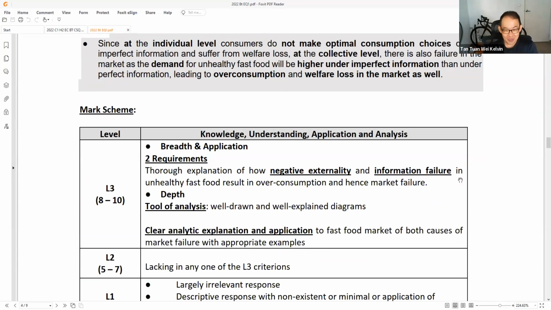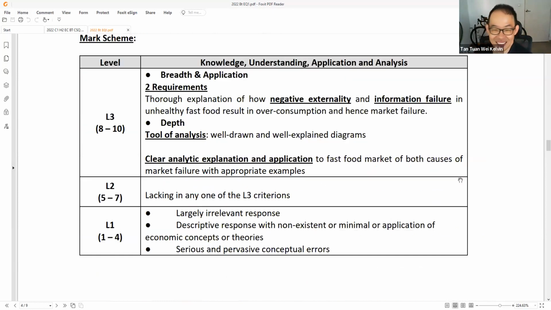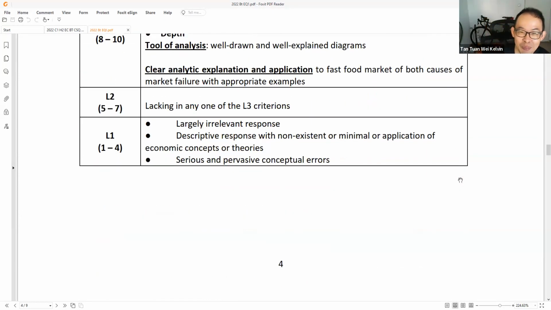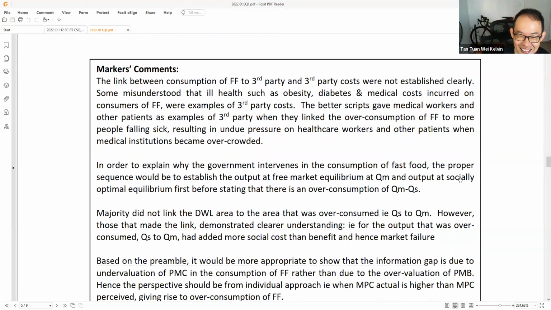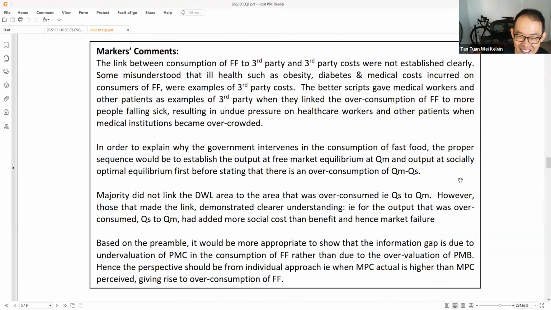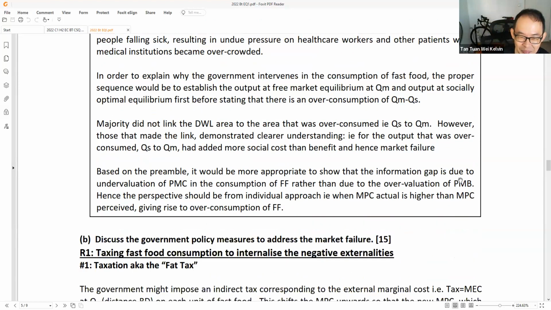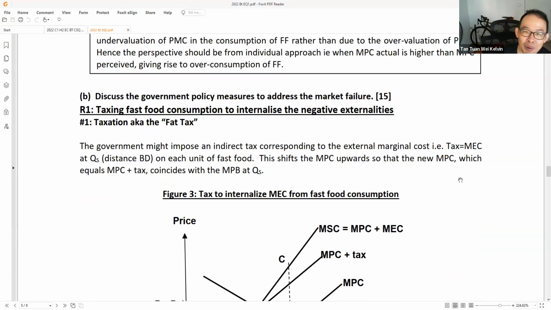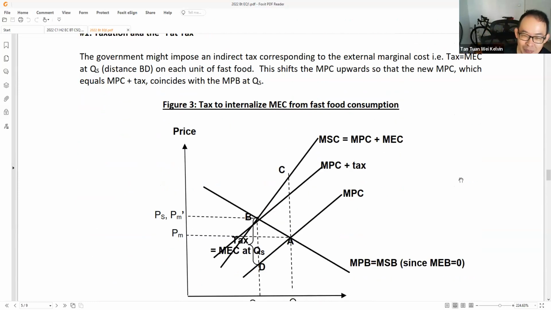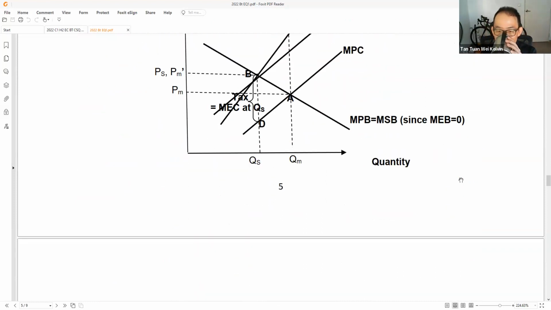Otherwise, the rest of the expression is the same. Any questions? Good. Any questions about question 1? Okay, for part B, the policies are suspended. So for 1B, the tax. Don't rush through this. Set the tax equal to MEC and the efficient output.